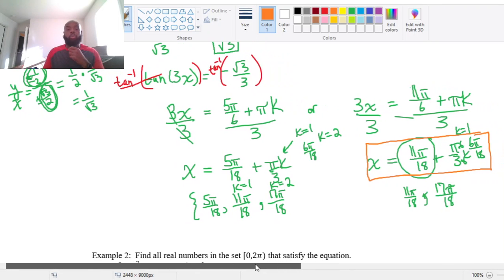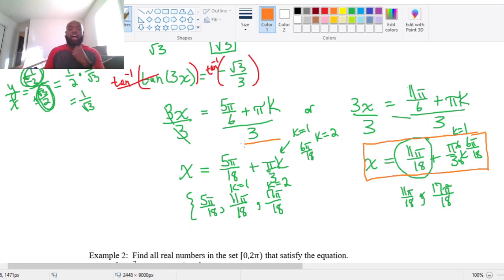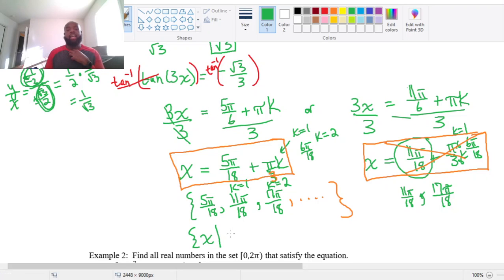By letting my solution set just involve the 5 pi over 18 plus pi over 3 times k, I'm taking care of this, so I don't need to write this in my solution set, right? Because I'm going to get all of my solutions. And so my solution set is going to be the set of all x such that x equals 5 pi over 18 plus pi over 3 times k. And here again, k is a constant. It is an integer. And so this is how we can write our solution set.